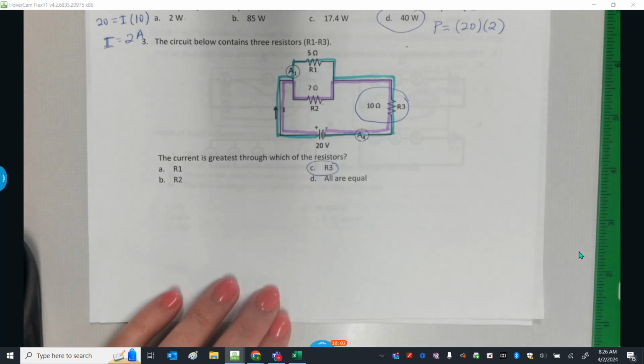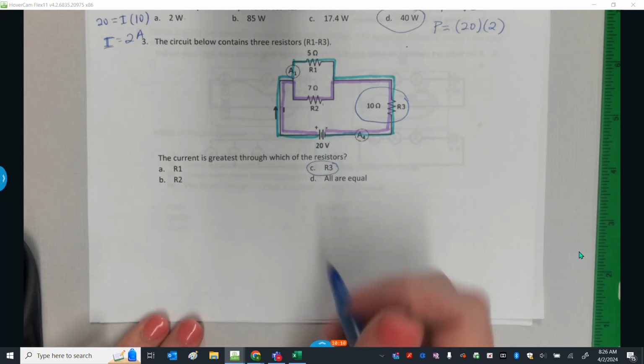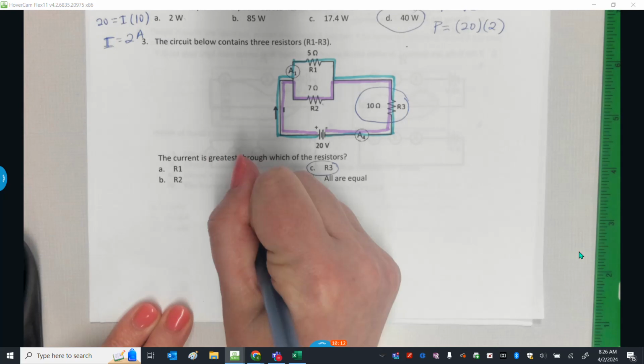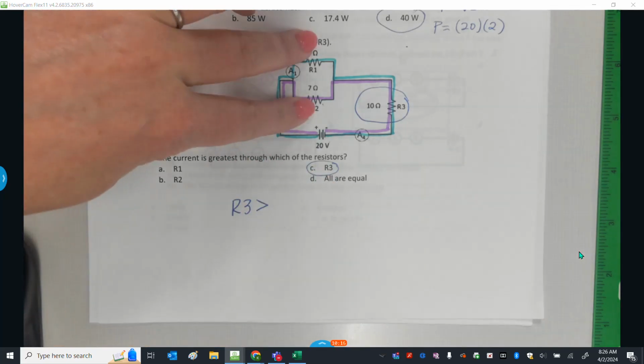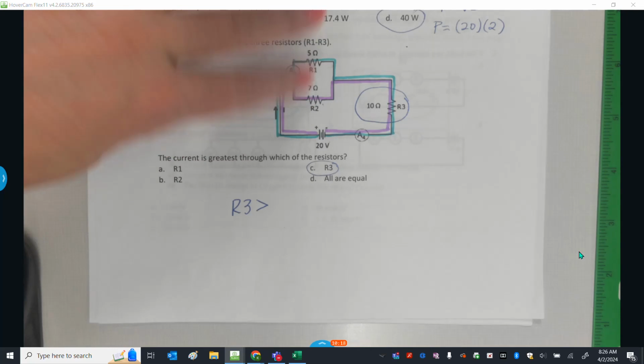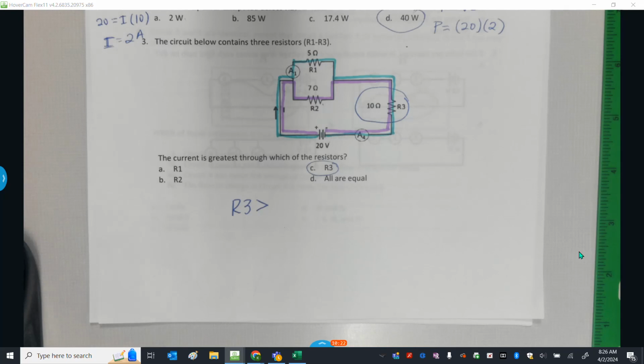Okay, now I didn't ask you to do this, but I could have asked you to rank them. So let's go ahead and do that, even though it's not in the question. I have my greatest resistance through R3. It splits here. It doesn't split in half, though. If these had the same resistance, if it was 5 and 5, it would split in half. It's not. Okay, so they're not going to be the same, but it is going to split.